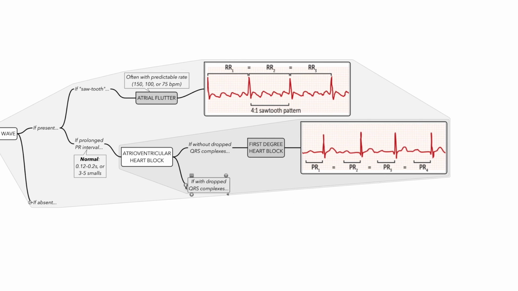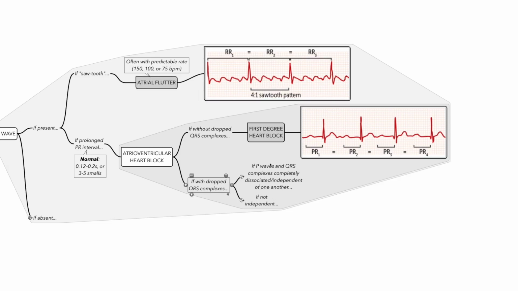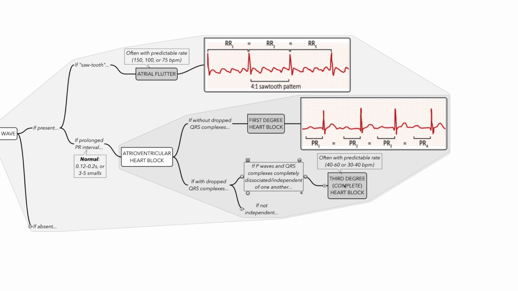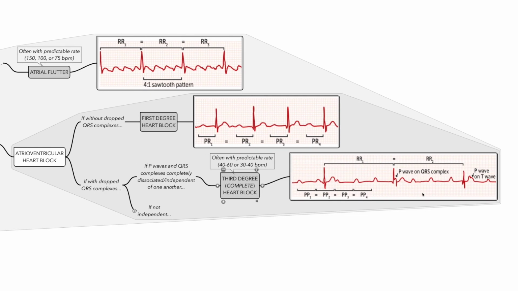And then if their QRS complex is dropped, you have another question. If the P waves and the QRS complexes are completely dissociated or independent of one another, then that's going to be a third degree or complete heart block, and that would look like this. And you can see that these are the P waves. You can see that it's just doing its thing at a regular interval, but it's completely independent of QRS. So that means that the atria and the ventricles are dissociated. And so we call this a complete heart block or third degree heart block.